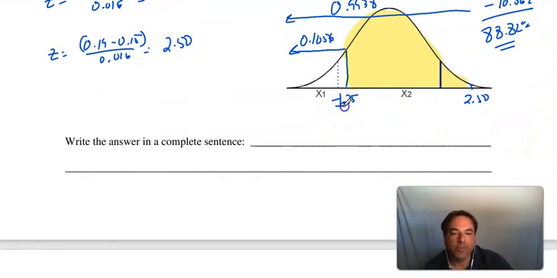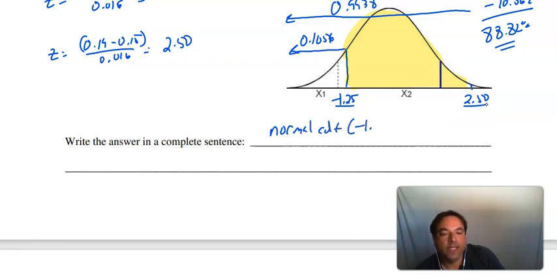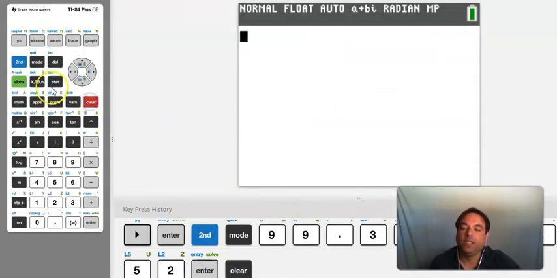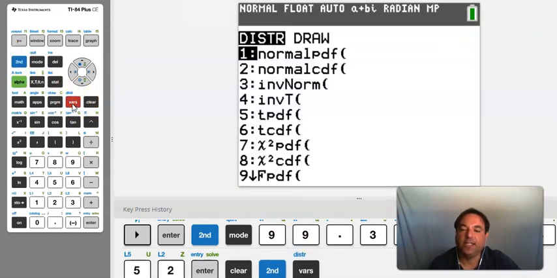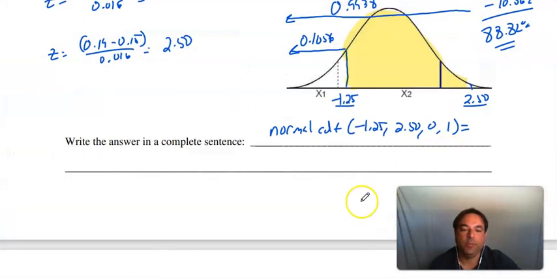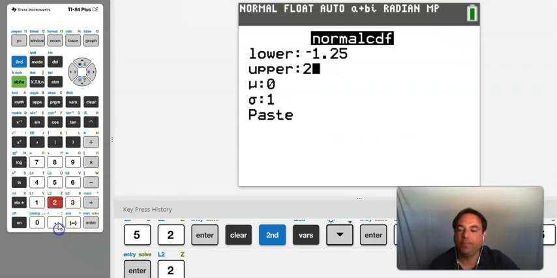The other way to check it, because we have the z-scores starting and ending, we could use normal CDF. Normal CDF would be where the z-score begins, negative 1.25, comma, where it ends, 2.50, mean of 0, standard deviation of 1. It's optional to check it this way, but that's another way. To do that, you do second vars, number 2, normal CDF. Where does it begin? Negative 1.25 would be our lower. Upper would be 2.5. And then the mean is 0, standard deviation is 1.